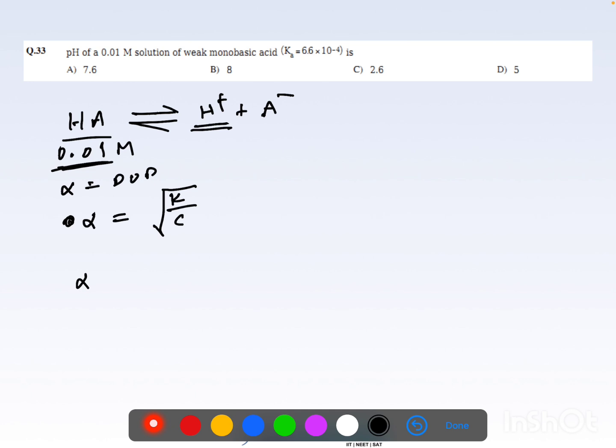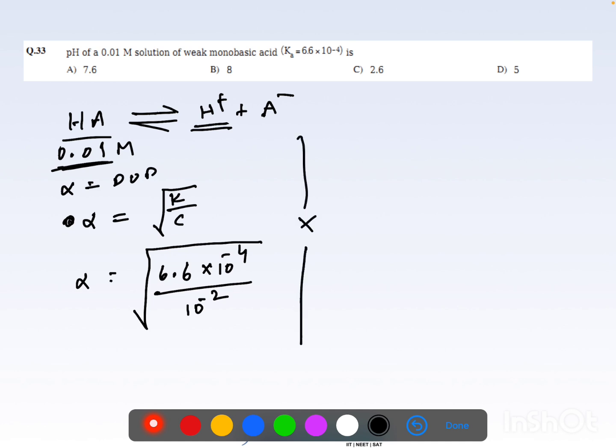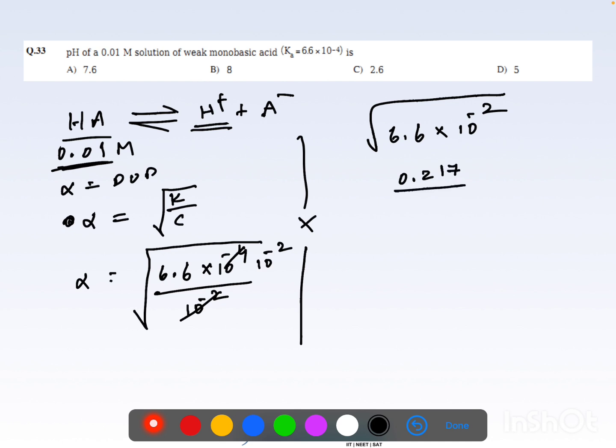So here alpha will be equal to root over K, which is given as 6.6 into 10 to the power minus 4, divided by C, which is given as 10 to the power minus 2. Okay, if you solve this further, this will be 10 to the power minus 2. So this is root over 6.6 into 10 to the power minus 2. If you follow this further, you will get 0.217 as the answer. Now this is the alpha value. Now what is C alpha? So this C alpha will be the hydrogen ion concentration.